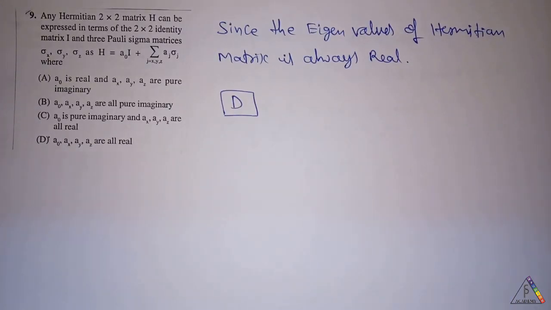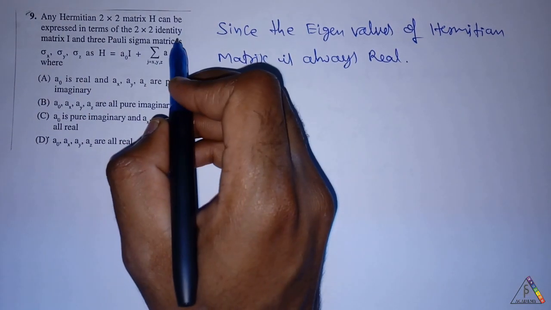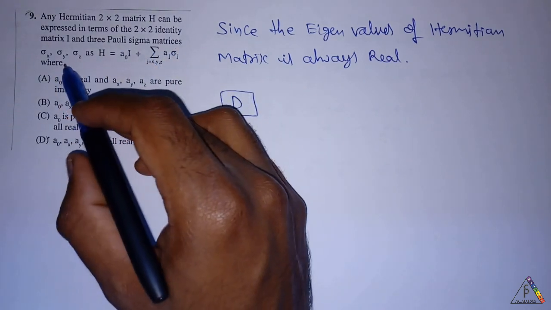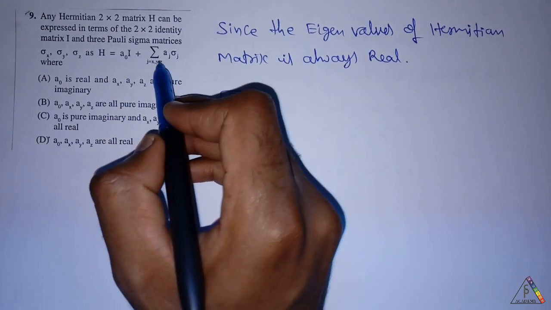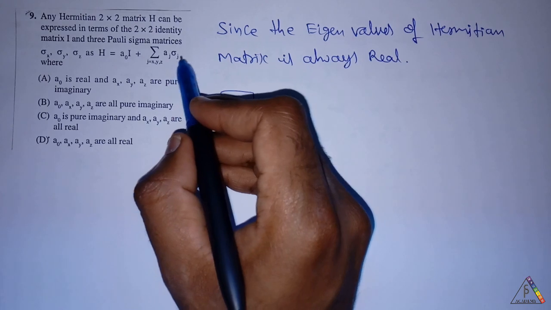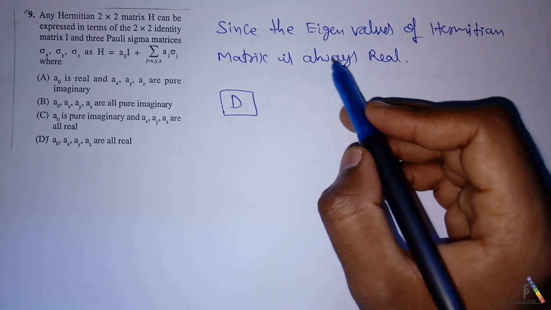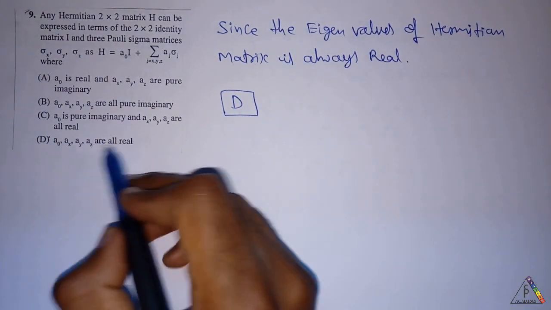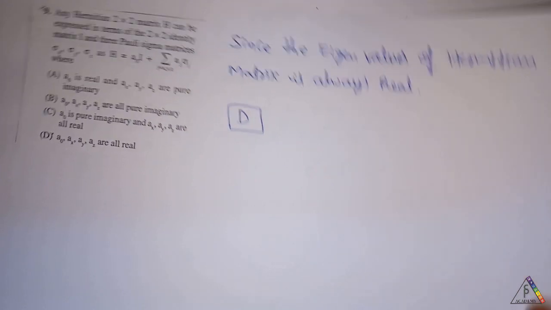Next question: any Hermitian 2 cross 2 matrix H can be expressed in terms of the 2 cross 2 identity matrix I and the 3 Pauli sigma matrices sigma x, sigma y and sigma z as H equals a0 I plus summation over x, y, z of aj sigma j, where these are all the options. Since we know that the eigenvalues of a Hermitian matrix are always real, their coefficients are also real. Therefore, for this question, the answer is option D.